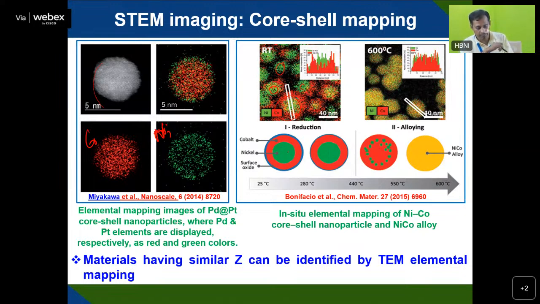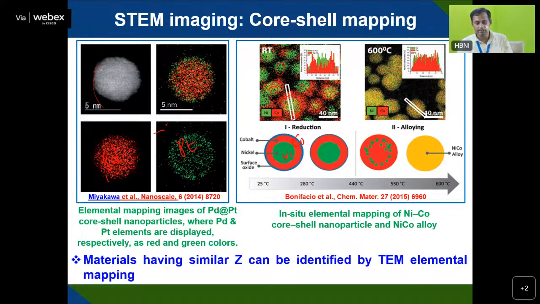But sorry, this left image is not cobalt nickel, this is Pd and Pt. So this is Pd and this is Pt actually, not cobalt nickel. The right one is cobalt nickel. So here the cobalt is outside, you can see, and nickel is inside in the core-shell structure.